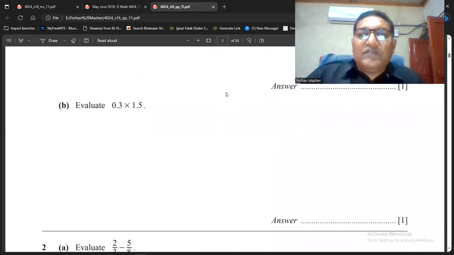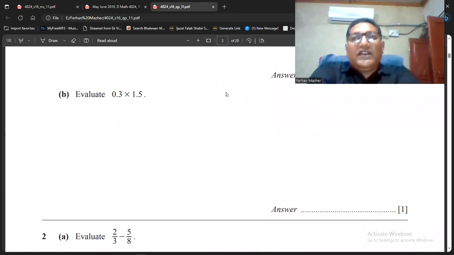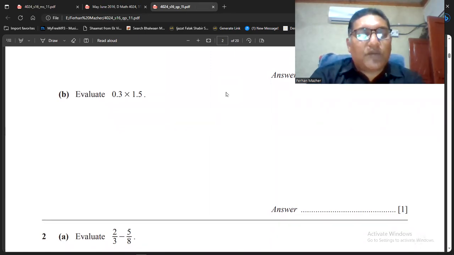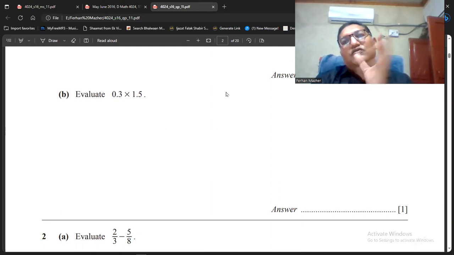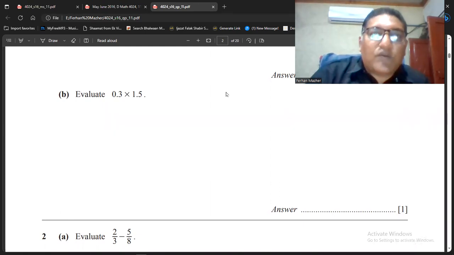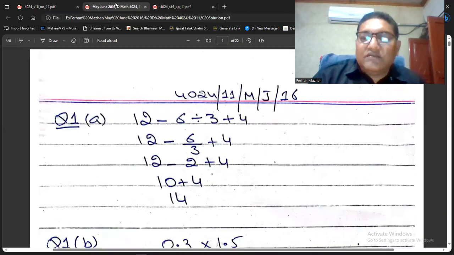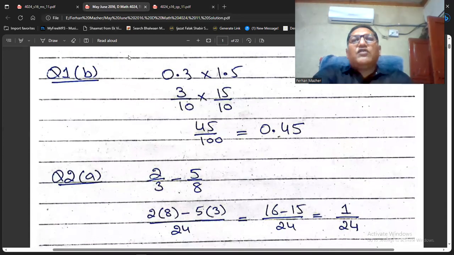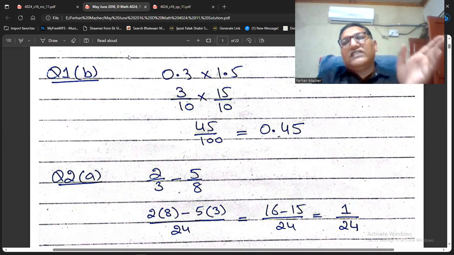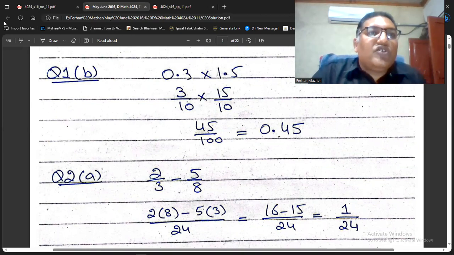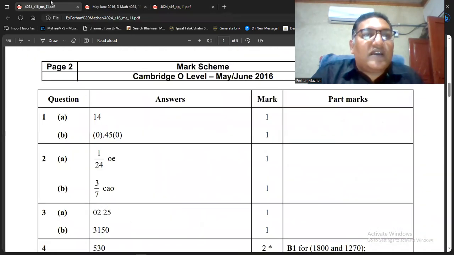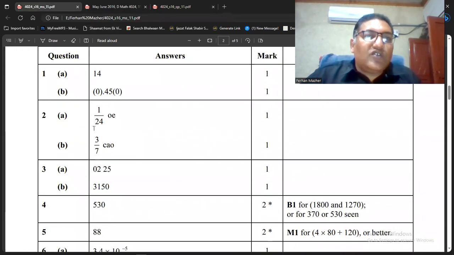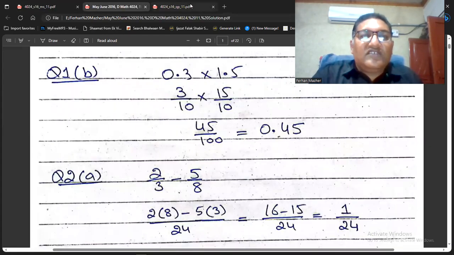Okay, so we are going to the B part. It's a 1-mark question. He says evaluate 0.3 multiply 1.5, and so you will have 3 by 10 multiply 1.5. So we will remove the decimals, and after removing the decimals we will be able to do this. So we will have 3 by 10 multiply 15 by 10, that will be 45 by 100, and you will move the decimal 2 steps to the left, and it will be 0.45. 0.45 is the right answer, sir. This is the solution.